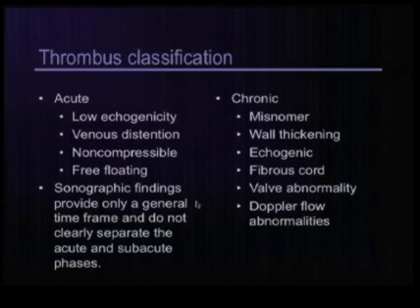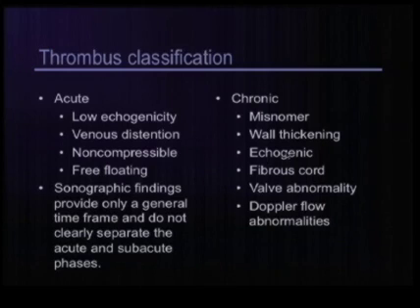Okay, now thrombus can be classified as acute. Some classifications will include subacute, though there is a lot of overlap between the acute and subacute phases. And thrombus may persist up to 6 months, and therefore it's difficult to separate these two classifications.